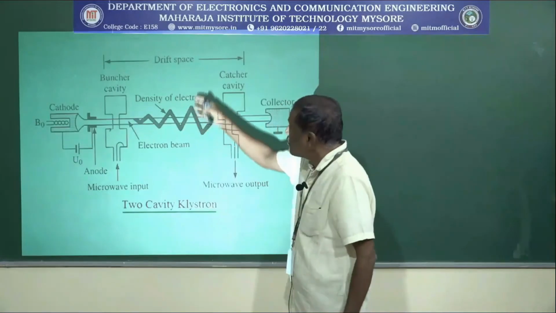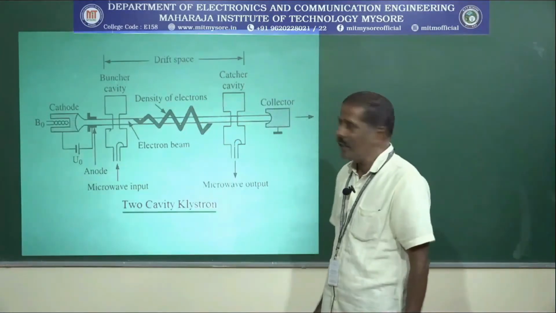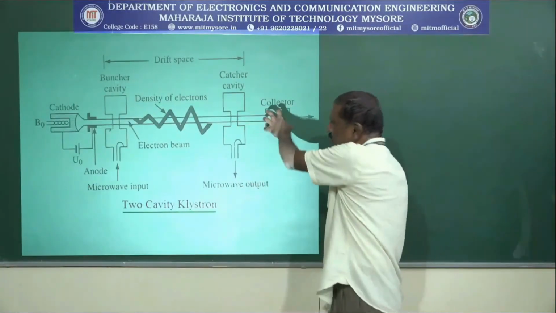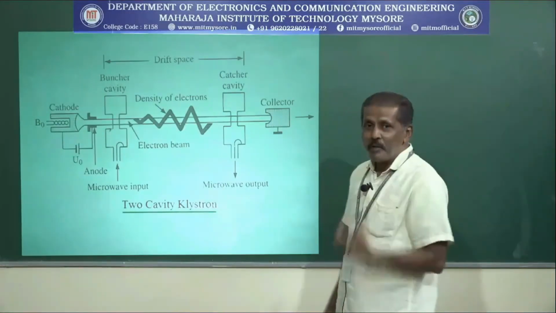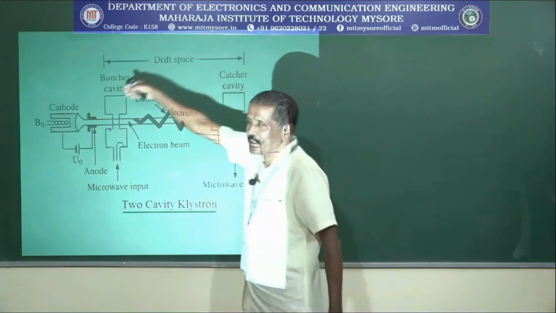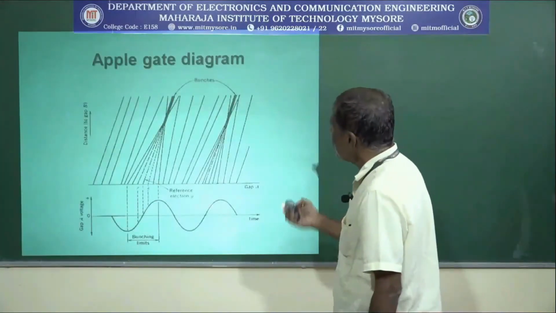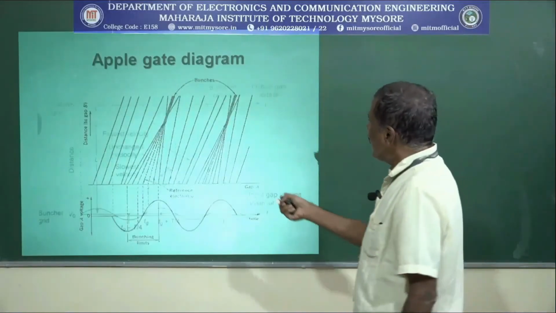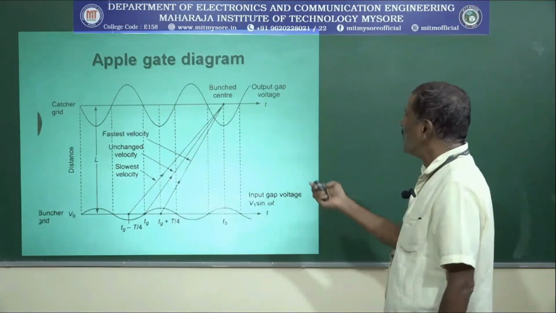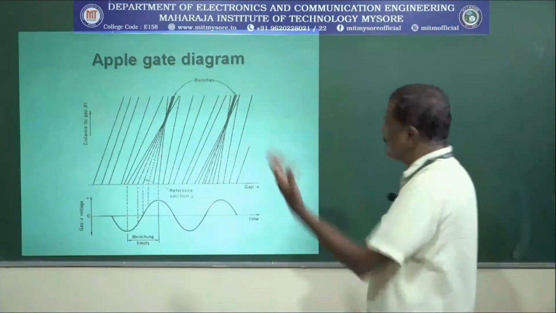So these higher density electrons will be caught by this particular cavity, and when caught by this cavity, here we are getting the amplified version of the RF signal which you apply at the input side. Okay. So this particular diagram is just one more enhanced diagram of this bunching process in the buncher cavities.